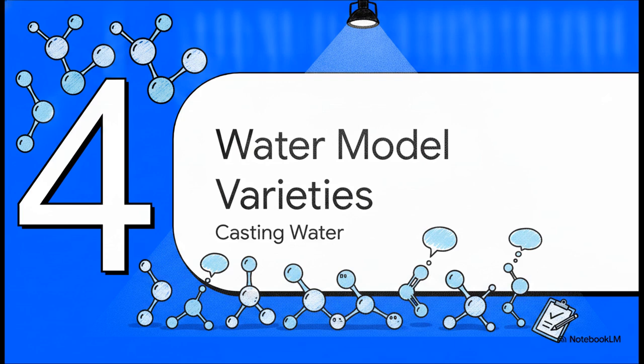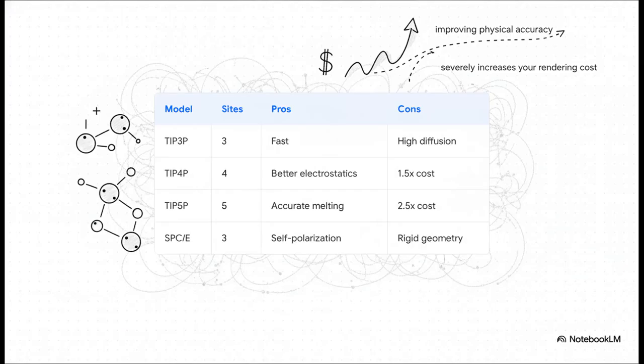Act 4. Casting the water. If you decide you do need explicit extras, you can't just grab any random water molecule. You have to cast the right one. We mostly classify these models by how many sites or interaction points they have. TIP3P uses 3 sites, the oxygen and 2 hydrogens. It's fast, super popular, but TIP4P adds a 4th site, a negative dummy atom, which gives you much better electrostatics, but it costs 1.5 times more computational power.